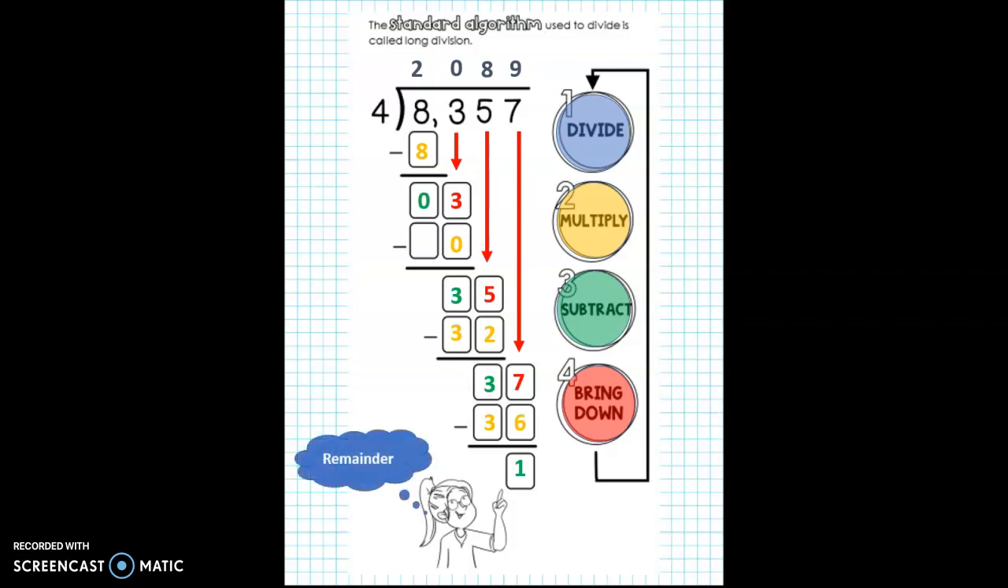We would rewrite the remainder of 1 as 1 over 4. There is one piece left out of the 4 we need to make another number in our quotient. So the final answer of this is 2,089 and 1/4. You could also work it out to a decimal, but we'll be working on that later. Let's look at some practice problems.